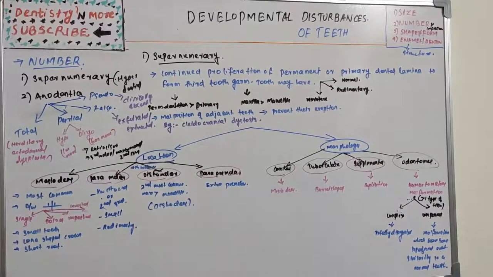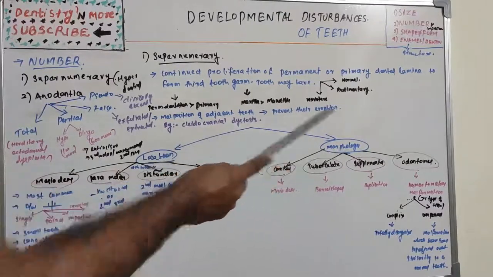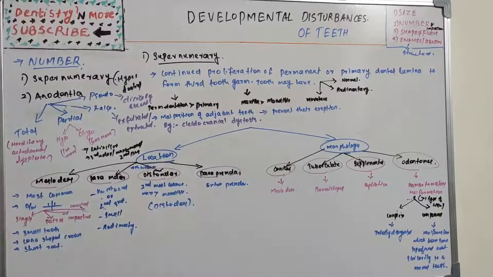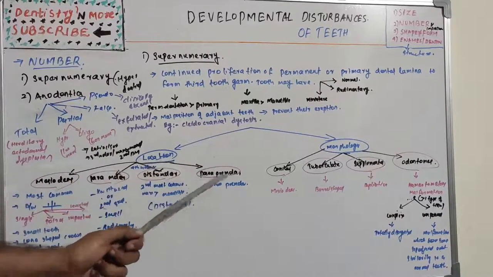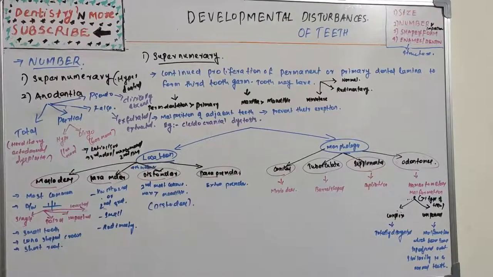classified under two headings. One is based on the location and one is based on the morphology. Based on the location, we have mesiodens and the fourth molar, which could be either a paramolar or a distomolar, and paraprem​olar. Mesiodens is the most common one. It is seen between the two permanent central incisors. This could be a single tooth, a paired tooth, an impacted tooth, or an inverted tooth. So it can be in four versions: single, paired, impacted and inverted.